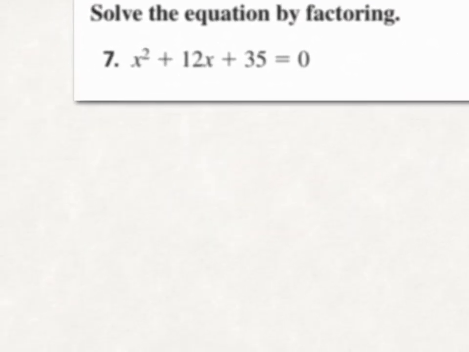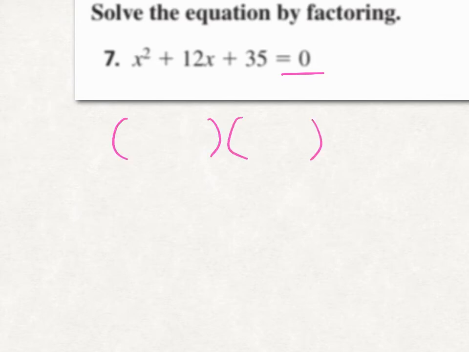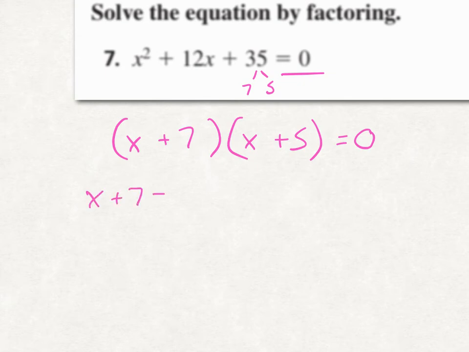So we need to solve the equation by factoring. We already have equal to 0, so we can just go ahead and factor. So we need our two numbers that multiply to 35 and add and give us 12. What would they be? Perfect. 7 and 5. So we have x plus 7 and x plus 5. We separate our two equations, so x plus 7 is equal to 0 and x plus 5 is equal to 0. So we get x is equal to -7 and x is equal to -5.